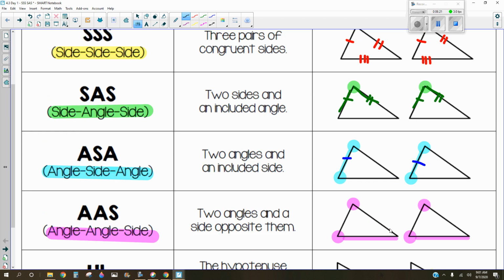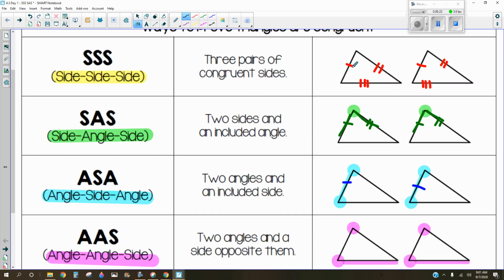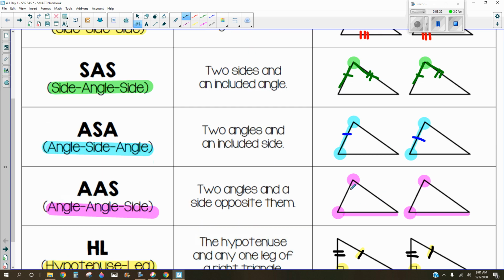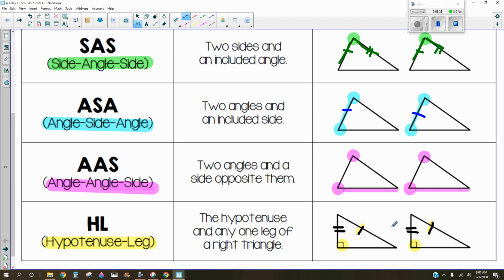So these are the ones that work. Side, side, side. Side, angle, side. Angle, side, angle. Angle, angle, side off to the side. And hypotenuse leg.